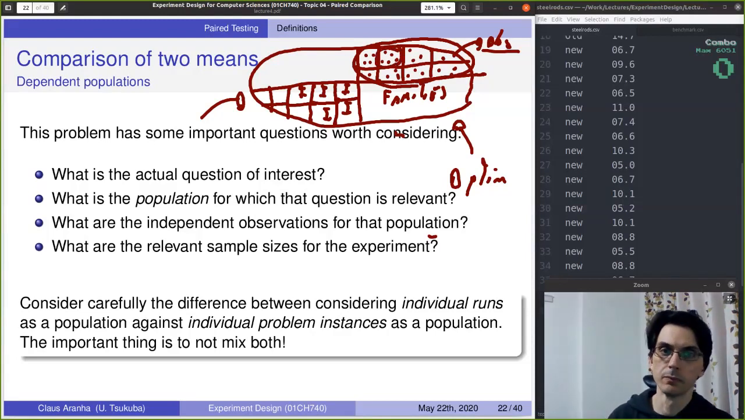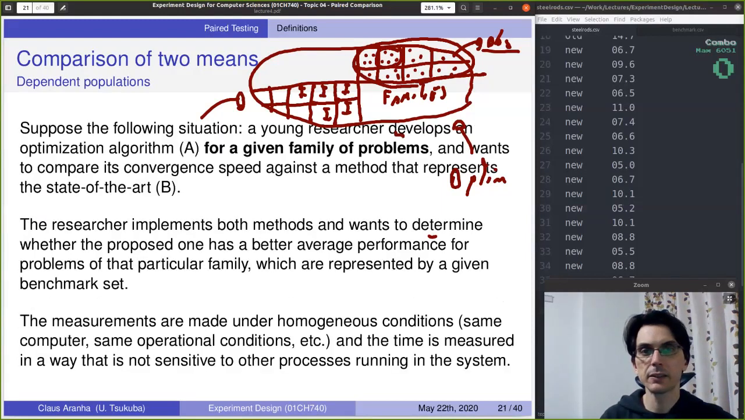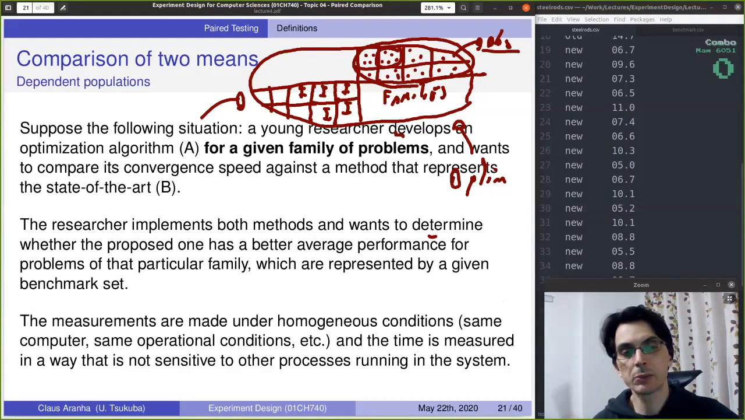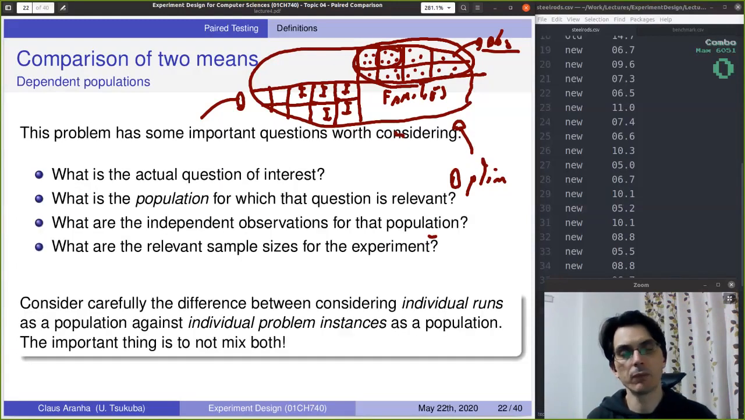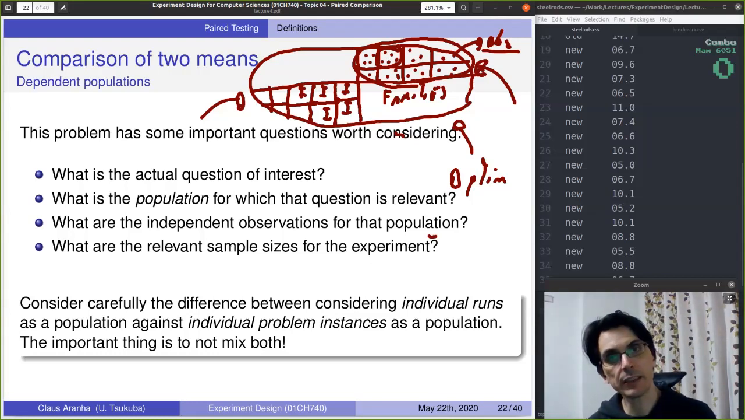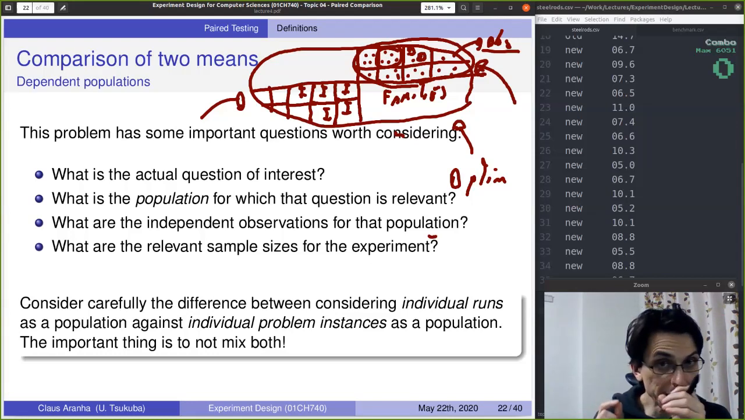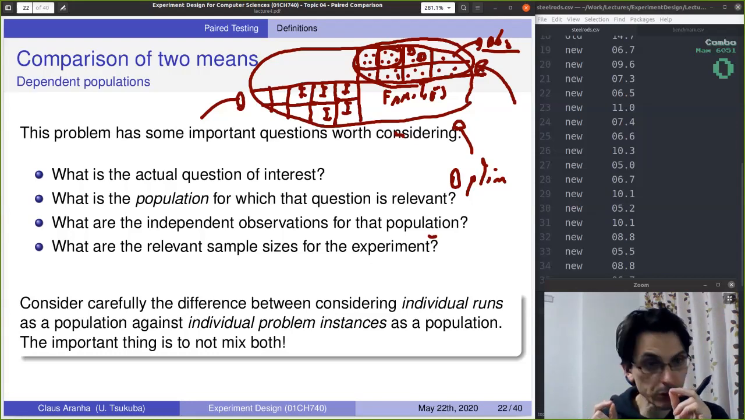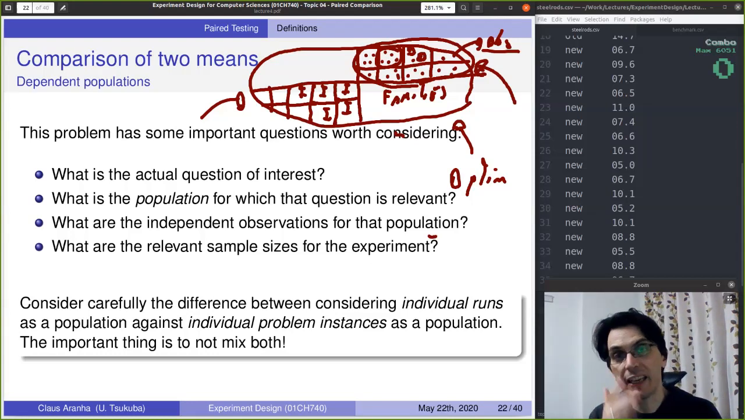Now, in the previous slide, we mentioned that the goal of this researcher is that she wants to develop an algorithm that is good for a given family. So she is running her experiment at this family level. Okay? So for this case, we are not interested in the individual observations, the individual executions. What we are really interested in is the average performance of the algorithm in each instance.